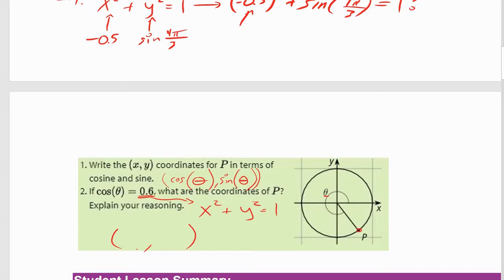Okay, and that should help you out. Now, just to let you know, P is in the fourth quadrant. So is your x value going to be positive or negative? Is your y value going to be positive or negative? So don't forget about that. You're still talking about a location. So go ahead and try to figure that out and definitely double check each other.